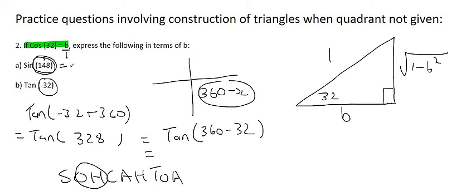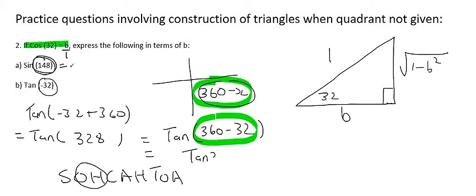Okay, so now because we have something that resembles the CAST diagram, we can reduce that to tan 32. And then remember, tan is negative in that quadrant, and so we'll just put a little negative in the front. Luckily though, 32 is on this diagram in the triangle, and so we can just look at the tan.